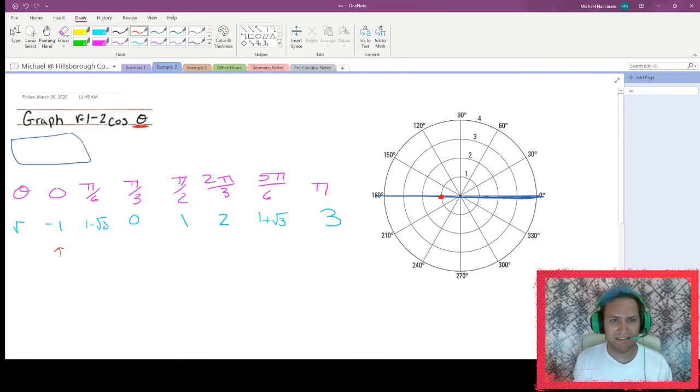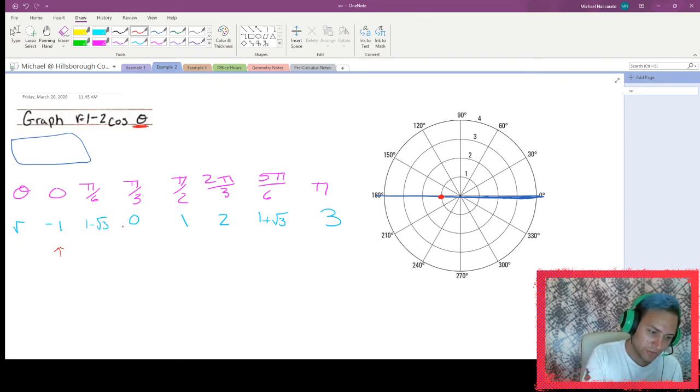This one, ooh, that's ugly, right? 1 minus radical 3. Let me not make the same mistake I made last time. Take out my calculator. 1 minus the square root of 3, and I get negative 0.73. So I know that it's going to be in between 1 and 2. So I'm like right here. And I'm going to pi over 6.